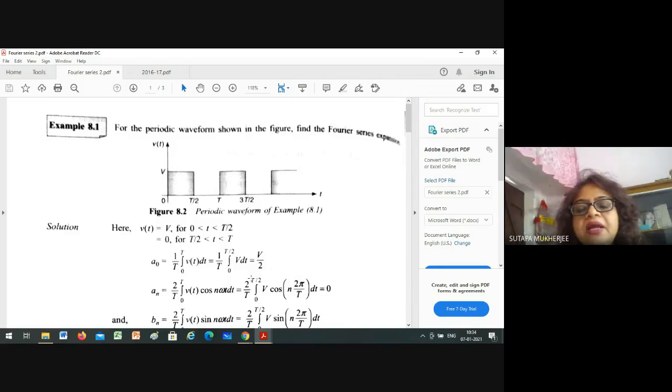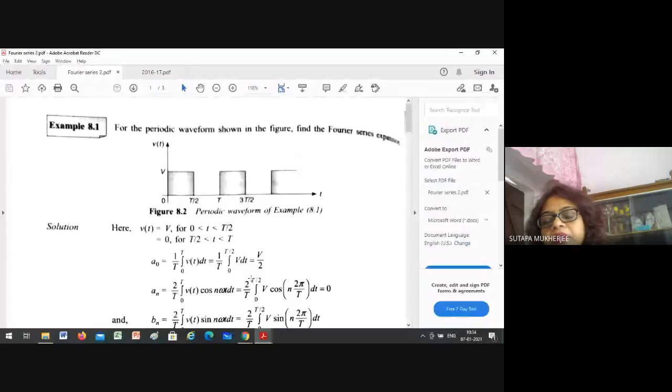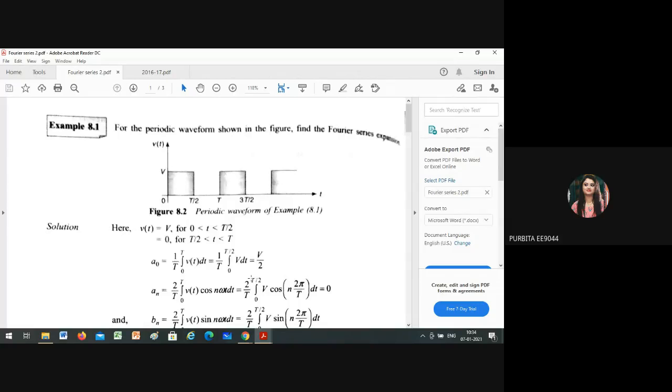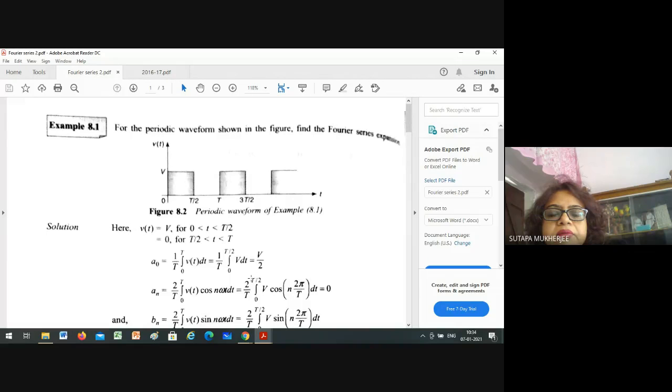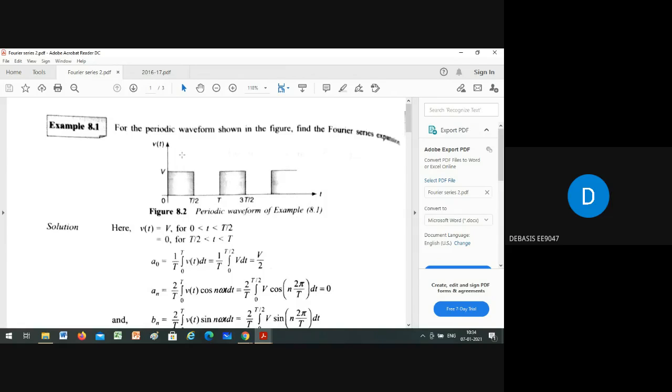Then what will be the value? Do the calculation. What will be the integration value, and if you put the limit, then what will be the ultimate value? Did you receive V by 2? Yes, ma'am, V by 2. Each and everybody has calculated how to determine A0? Yes, ma'am.